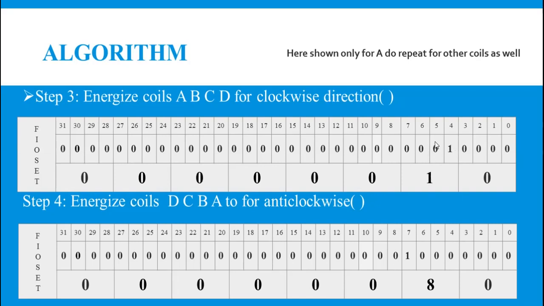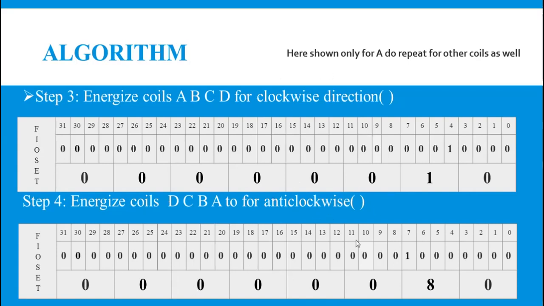If you make the 5th bit 1, the value becomes 2. Similarly, to energize C, the 6th bit of the register should be made 1, thereby the value becomes 4, and if you energize D, then the 7th bit should be 1, the value becomes 8. So these are the different values that must be configured to the FIO set register to energize the sequence A, B, C, D for clockwise direction.